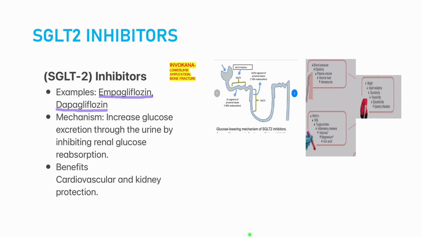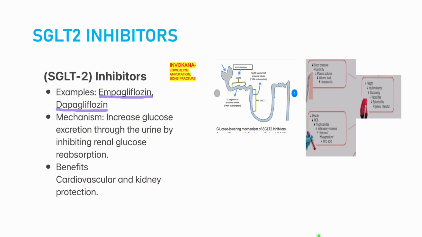And canagliflozin, the brand name is Invokana. It can be started at 100 milligram once daily. Even though the name Invokana is popular, be careful and cautious with that. It can cause lower limb amputation risk and bone fracture, and it doesn't have much cardiovascular benefit like dapagliflozin and empagliflozin. Dapagliflozin is not advised in patients with active bladder cancer.